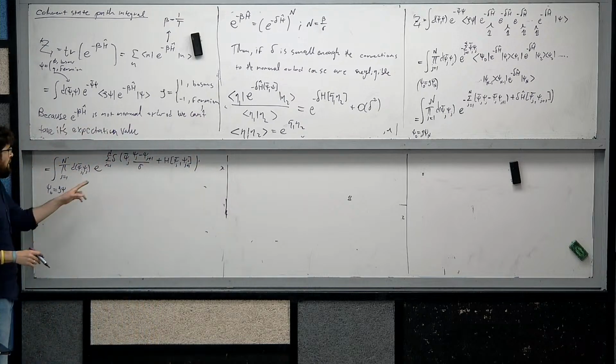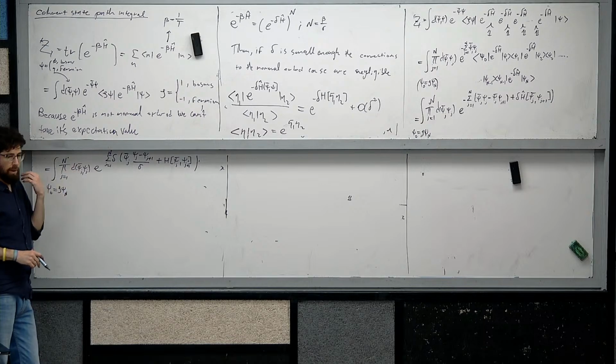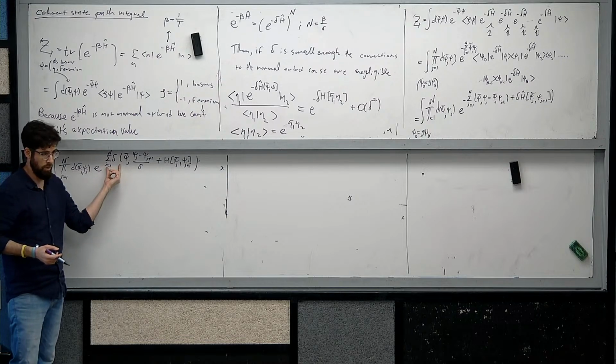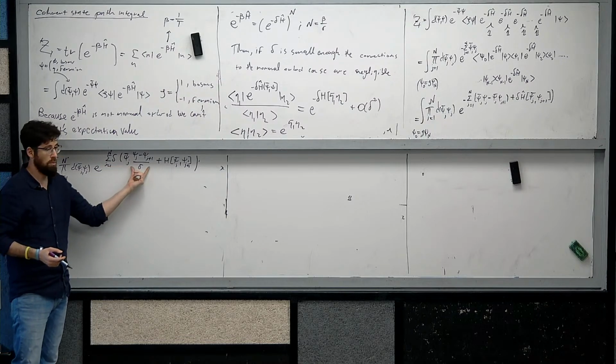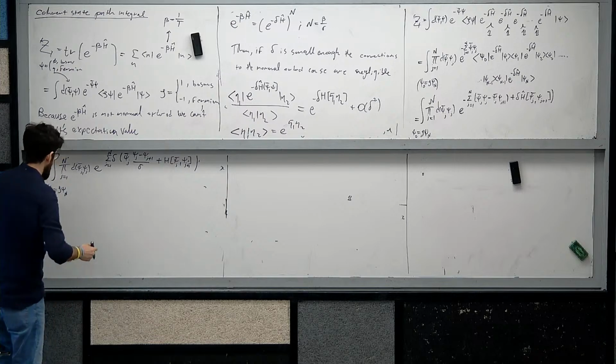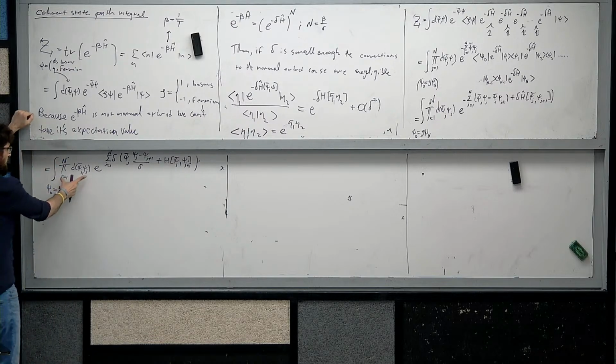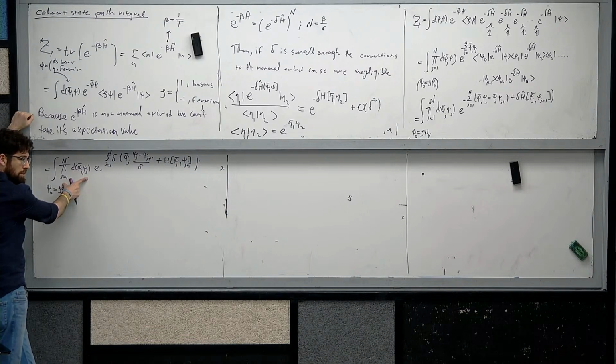Okay, now in the limit where we take n to infinity, we identify this sum as an integral, and this difference as a derivative. And this object will become a measure, basically.